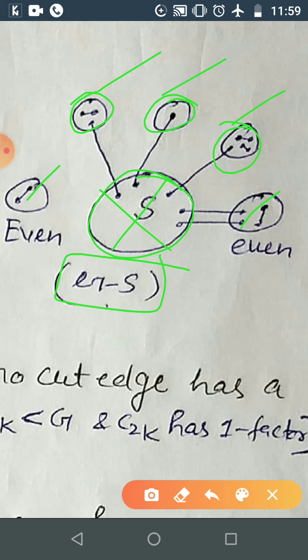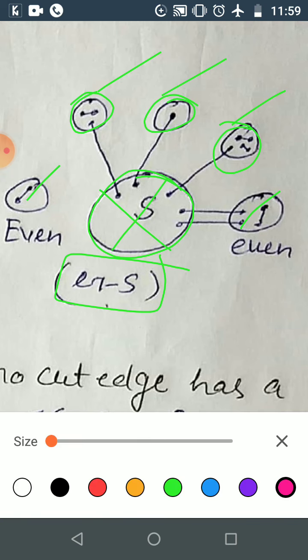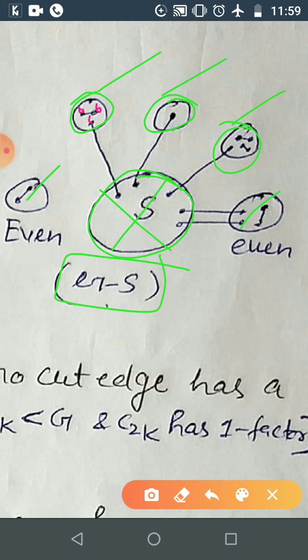Now in an odd component, the order will be odd, so the number of vertices will be odd, correct? So here suppose you consider 3 vertices. Out of 3 only 2 can be matched, correct? So these 2 are matched and 1 is left. And since G has a one factor, meaning there exists a one regular spanning subgraph, there will be one edge incident with this vertex, and obviously it will be matched to some vertex of S.